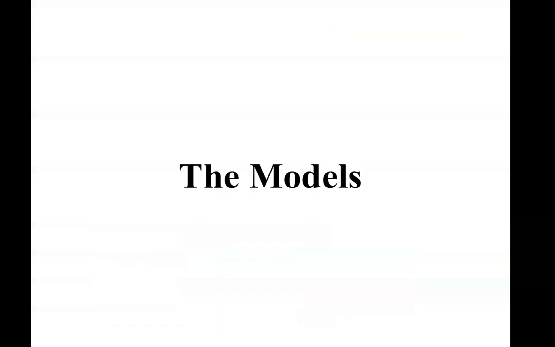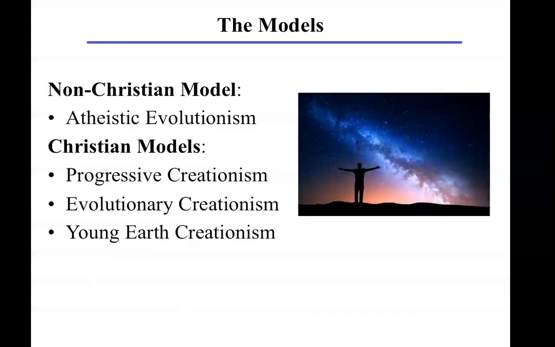So what are the models that we're going to learn about in the next couple of videos? I've separated them into two categories. There's a non-Christian model we're going to talk about first, and I've called that atheistic evolutionism. Basically this is the idea that there is no God, there is no supernatural, right? And so if someone doesn't believe in God, then they're not going to believe that the Bible is useful, so they're going to put Genesis 1 into the recycling bin, and they're going to focus on science.